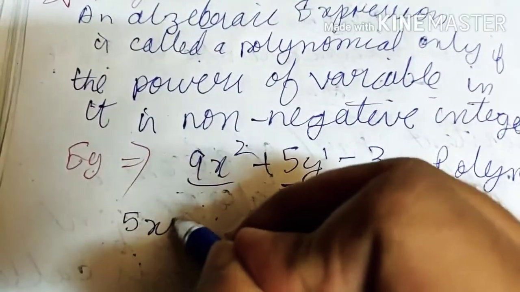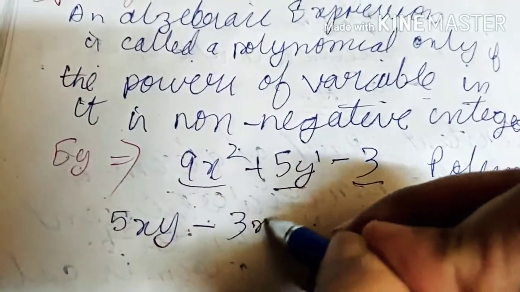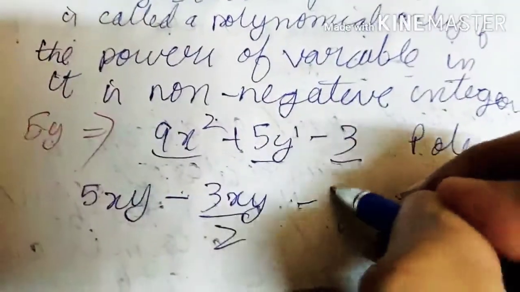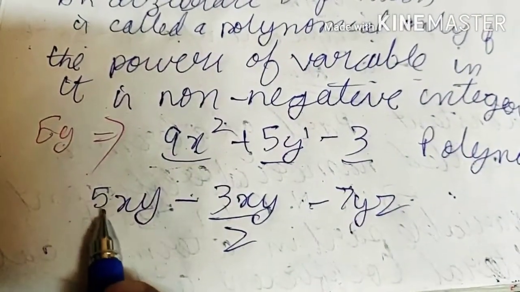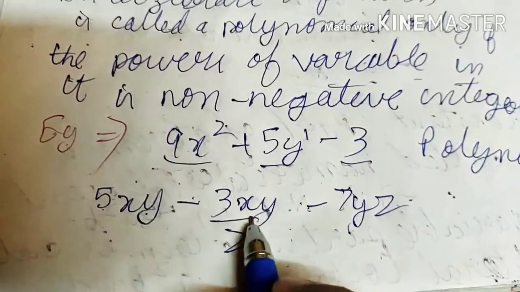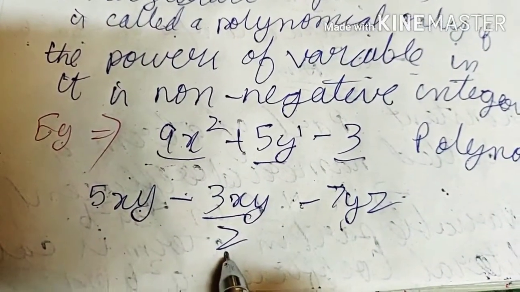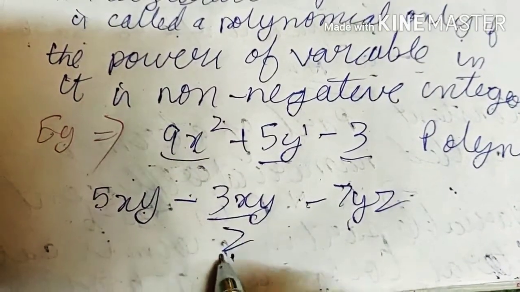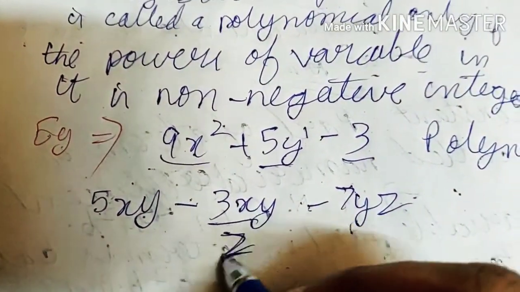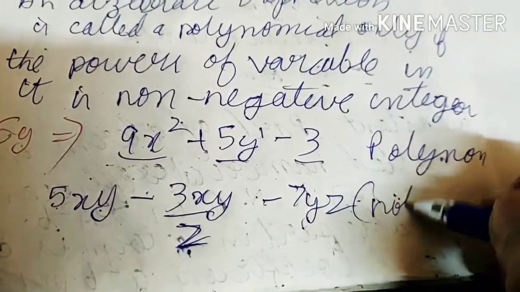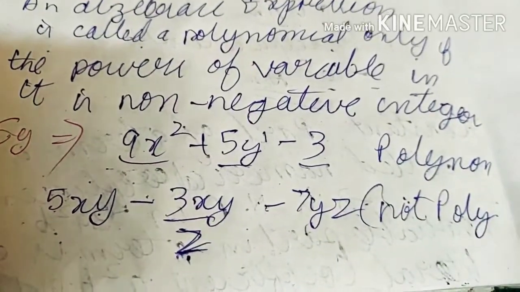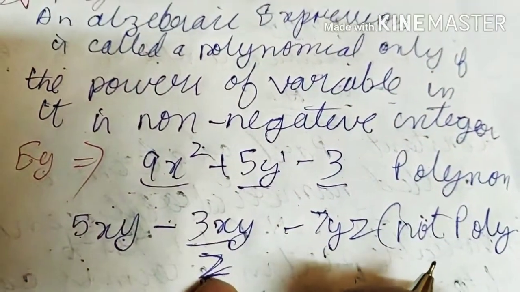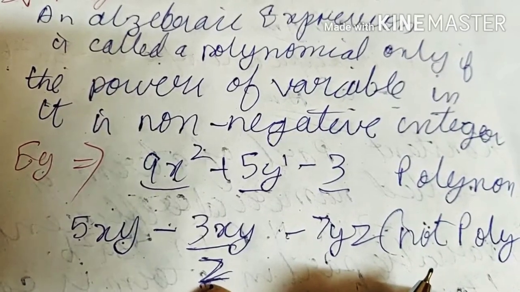Taking a second example, 5xy minus 3xy upon z minus 7yz. If we see here, xy is in the numerator, but z is in the denominator. So as we have a variable, an alphabet, in the denominator, it is not a polynomial. Got my point that a variable should never be in the denominator.